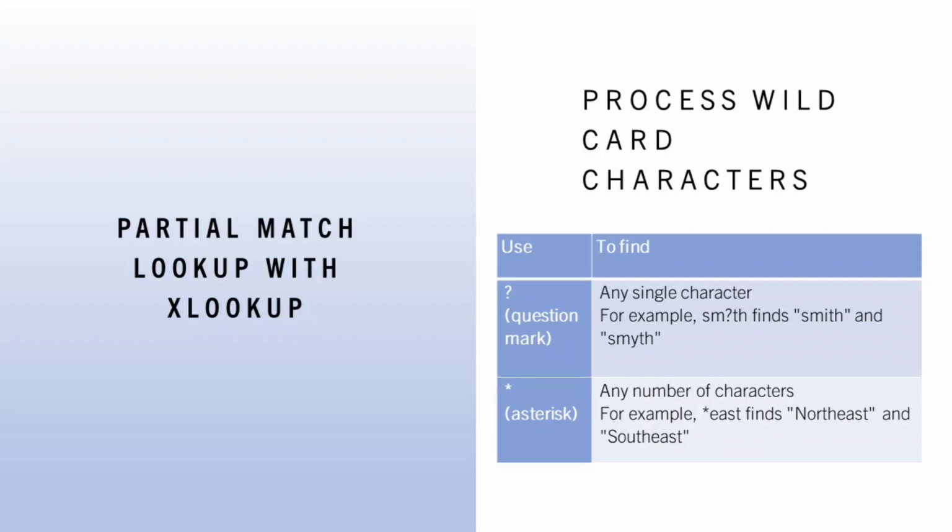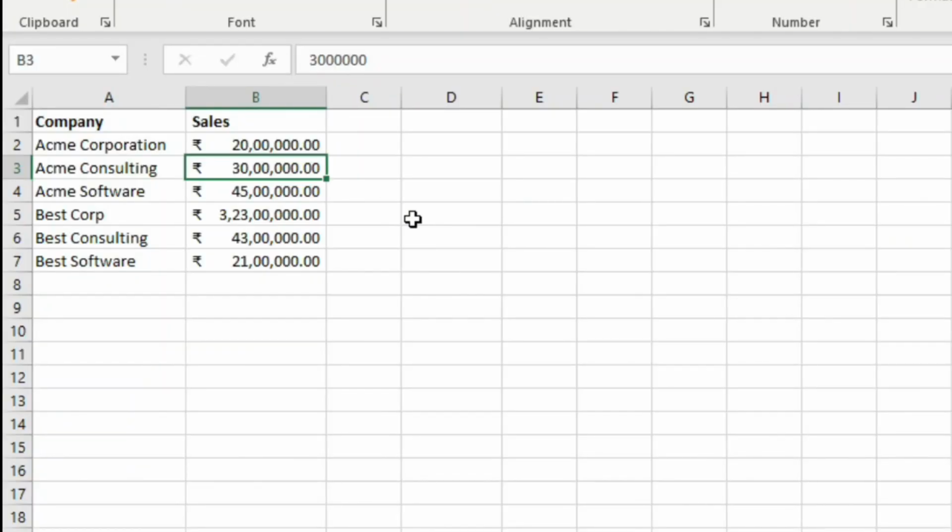You can also perform a partial match lookup using the XLOOKUP function. To perform a partial match lookup, set the match mode argument to 2, which instructs the XLOOKUP function to process wildcard characters. The wildcard characters include an asterisk sign, which represents any sequence of characters, and a question mark, which represents any single character. Let's look at an example.